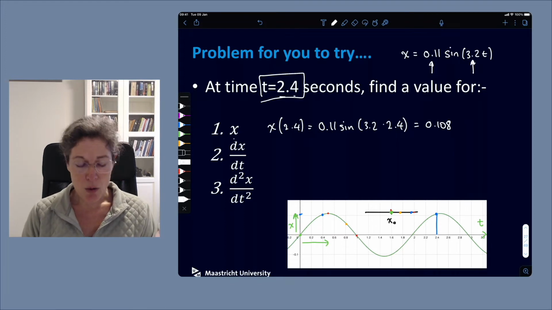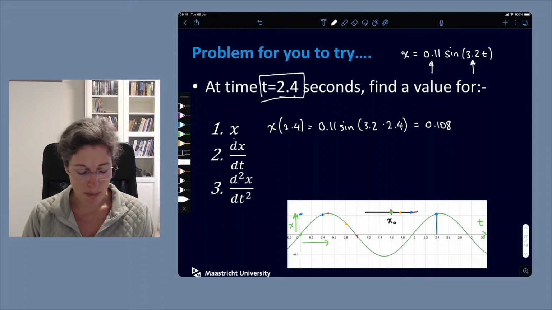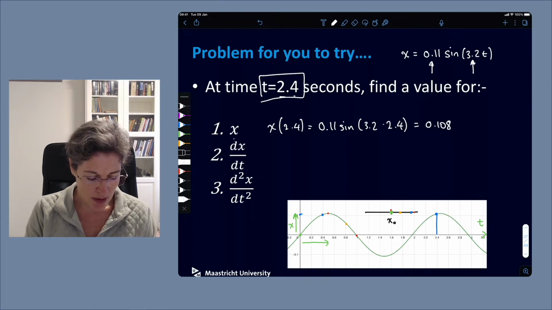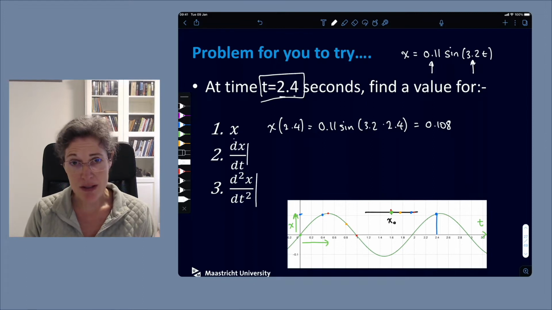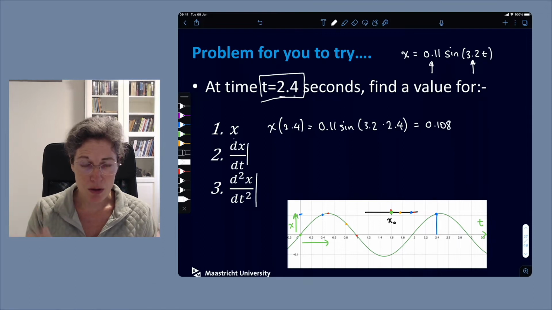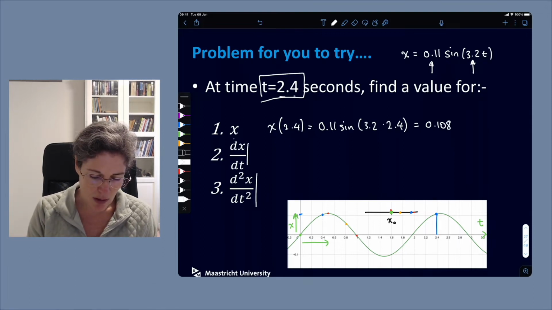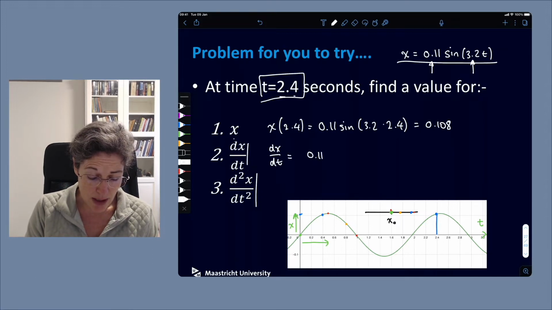Okay, so we've talked about how this equation can help us find where our particle is if we know the time. But we can do more than that. We can talk about its velocity, and we can also talk about its acceleration. So to do that, we first need an equation for the velocity, which is just the first derivative of the displacement. So let's take the derivative of this equation with respect to time. So we're going to get dx by dt, and that's going to be 0.11, derivative of sine is cos. And then we need to differentiate the inner function, so we're going to get a 3.2 coming out over there.